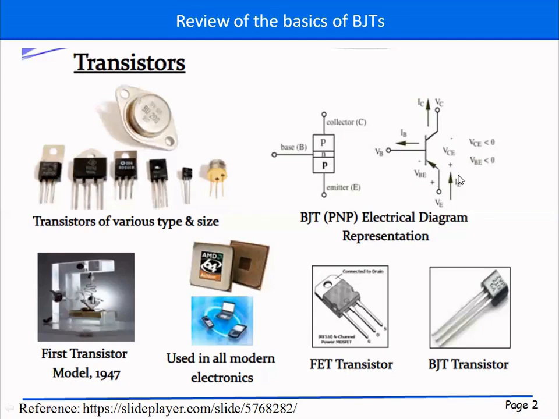Again, the voltage across the transistor is denoted by VCE, that is, the collector to emitter voltage. The next voltage is VBE, the base to emitter voltage. These are some types of transistors. This is the structure of the first transistor, and these are the applications of transistors in today's era.